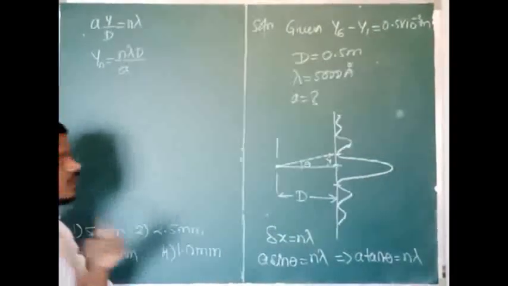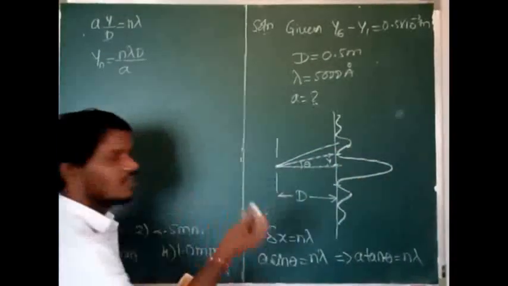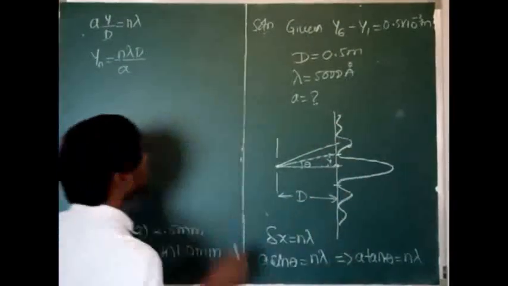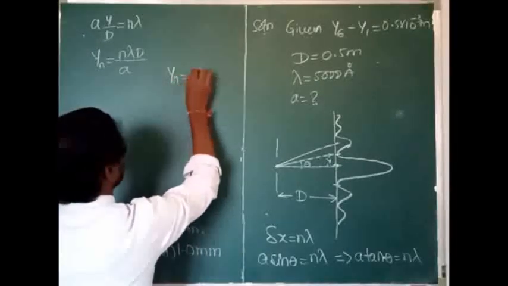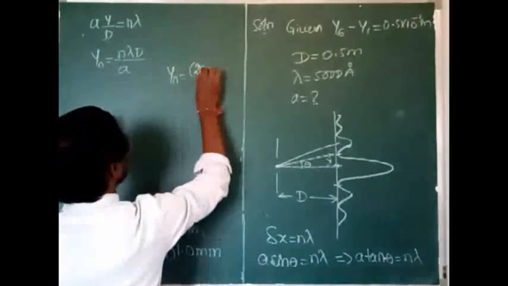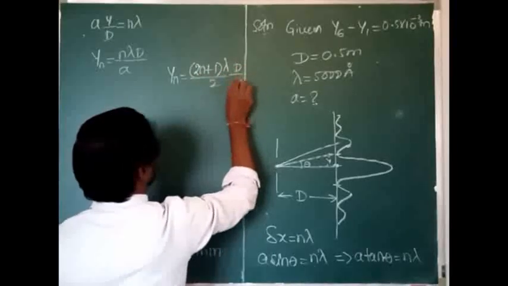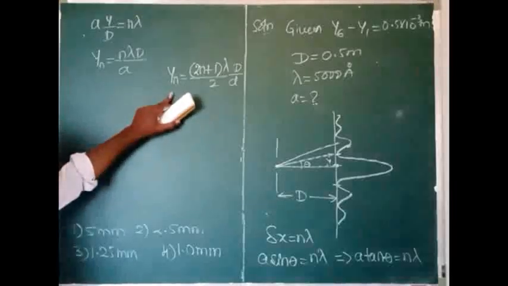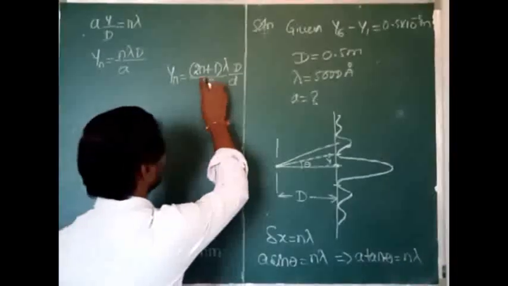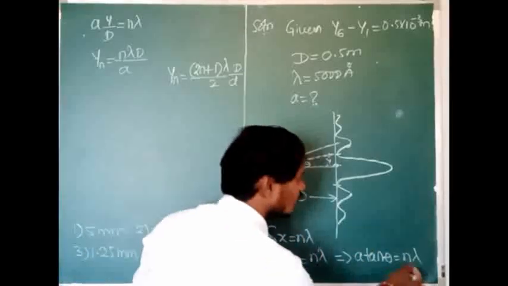But suppose it is the maxima. What is the position of the nth maxima from the center of the slit here? Or from the center of the central maximum. So that is yn is equal to, path difference for the maxima is 2n plus 1 into lambda by 2, into capital D divided by small a. So this one gives the position of the maxima and the earlier formula gives the position of the minima, because path difference for the maxima is 2n plus 1 into lambda by 2, but path difference for the minima is n into lambda.